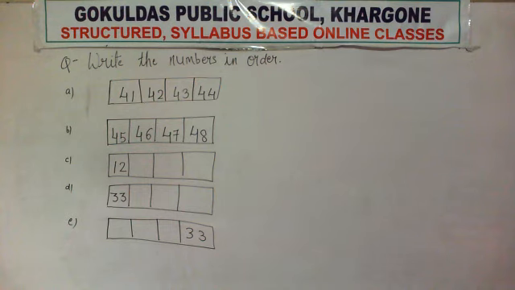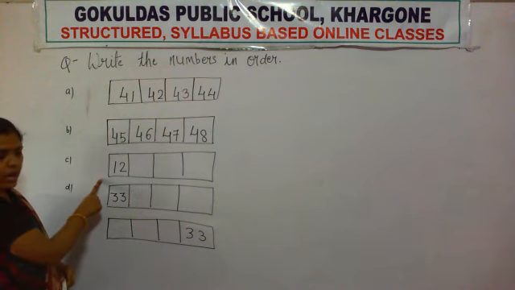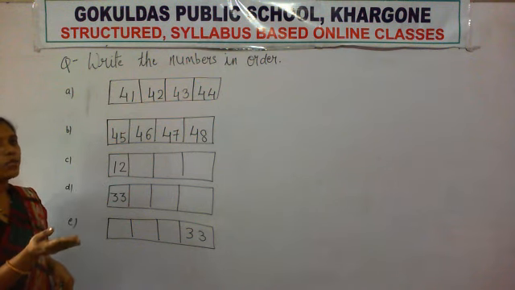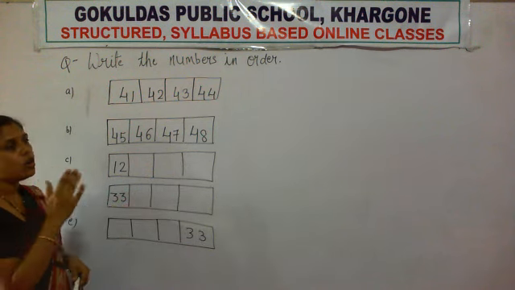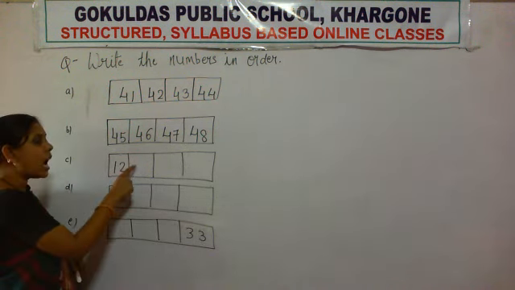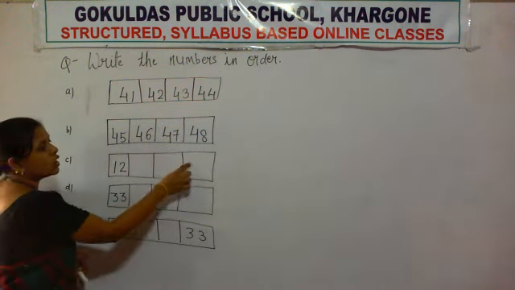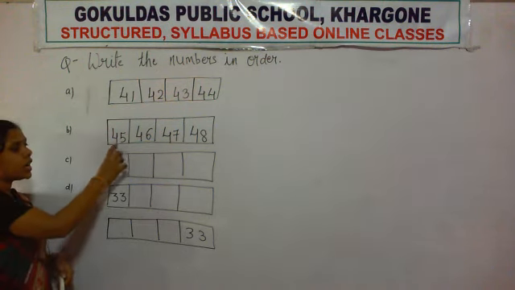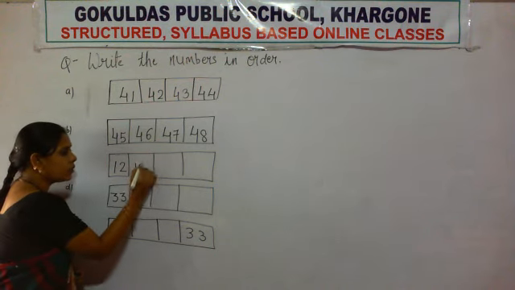Now the next question, C. Again one number is given, 12, and after this 12, 3 boxes are empty. After means you have to write the numbers that come after it. Because the boxes are empty after 12, we have to fill the 3 boxes with the numbers that come after 12. So which number will come after 12? The number that comes after 12 is 13.